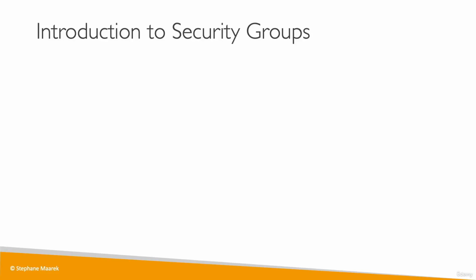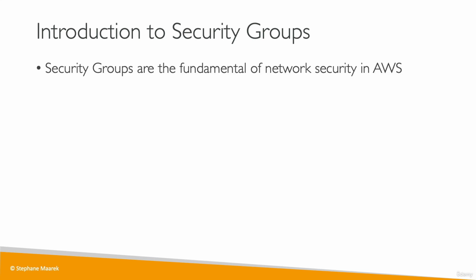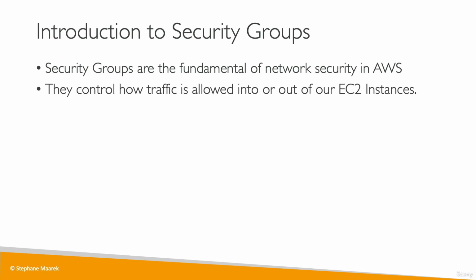Let's talk about these firewalls around our EC2 instances. We briefly configured one in the previous lecture, but security groups, yet again, are going to be fundamental in doing network security in the AWS cloud. They will control how the traffic is allowed into and out of your EC2 instances. Security groups are going to be very easy. They only contain allow rules, so we can say what is allowed to go in and to go out.